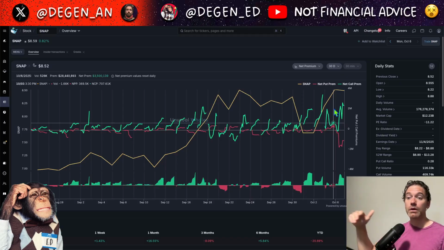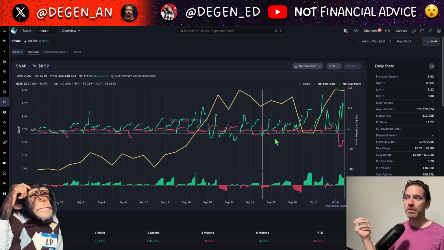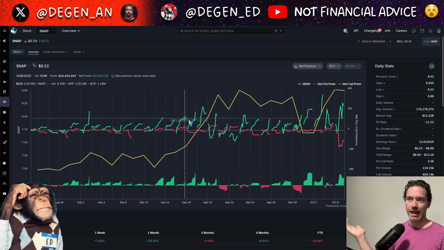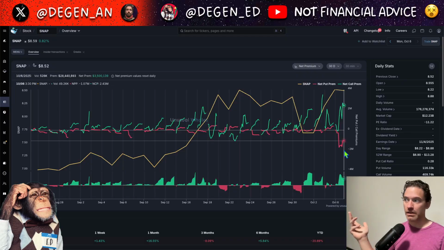And then also, complementing that, we see the net put premium in red either flat or, more recently on the 6th, actually being negative. And so that does suggest the selling of puts, and that is bullish.